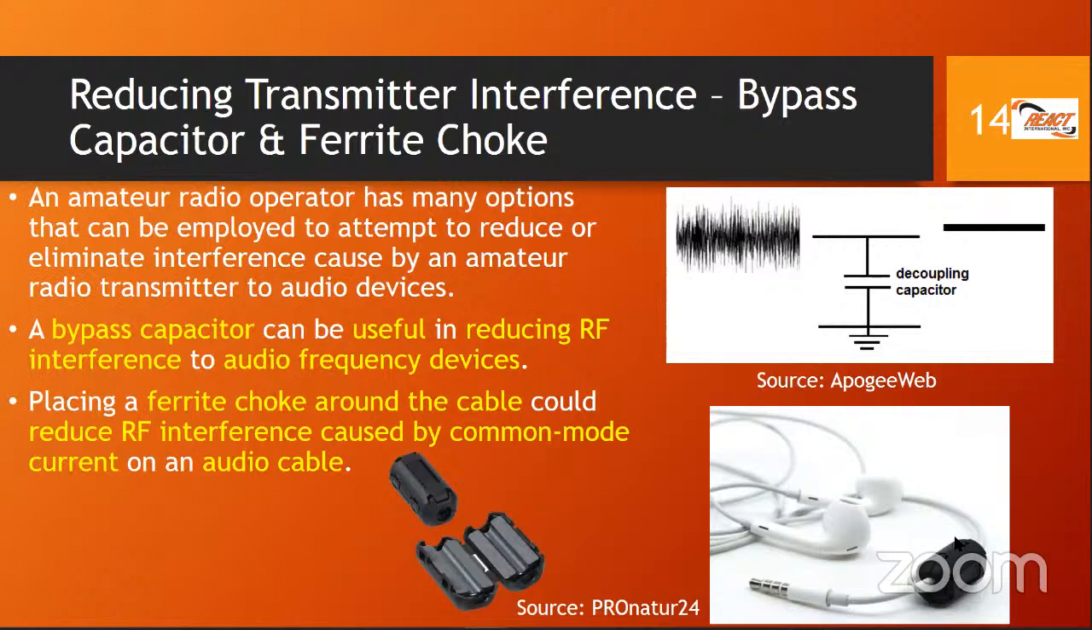Well, notice here we can put that ferrite choke. We wrap the cable around it, and that common mode current that is caused by our transmitter could be reduced or eliminated by using the ferrite choke. This is what one looks like closed, and this is what it looks like open before we wrap the cable around it, or we wrap it around the cable. So those are two techniques as hams. And notice we are training on how we can reduce transmitter interference: bypass capacitor and ferrite choke.